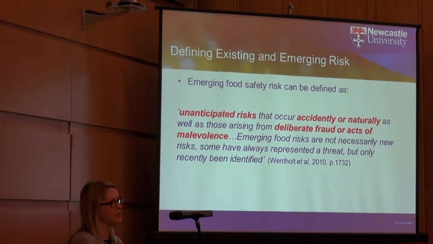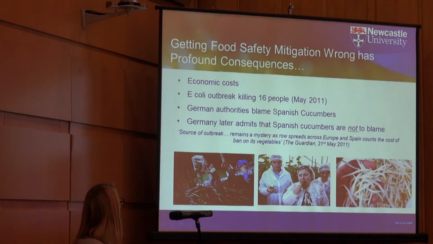We're talking a lot about emerging food safety risks, and I'm probably telling you something that you already know, but I just wanted to clarify the definition that we were using and what we actually mean by an emerging food safety risk. So we define emerging food safety risk as an unanticipated risk that occurs accidentally or naturally, as well as those arising from deliberate food fraud or acts of malevolence. Emerging food risks are not necessarily new, they don't have to be new risks, but they have always represented a threat, but have only recently been identified. So this is the definition that Newcastle was using.